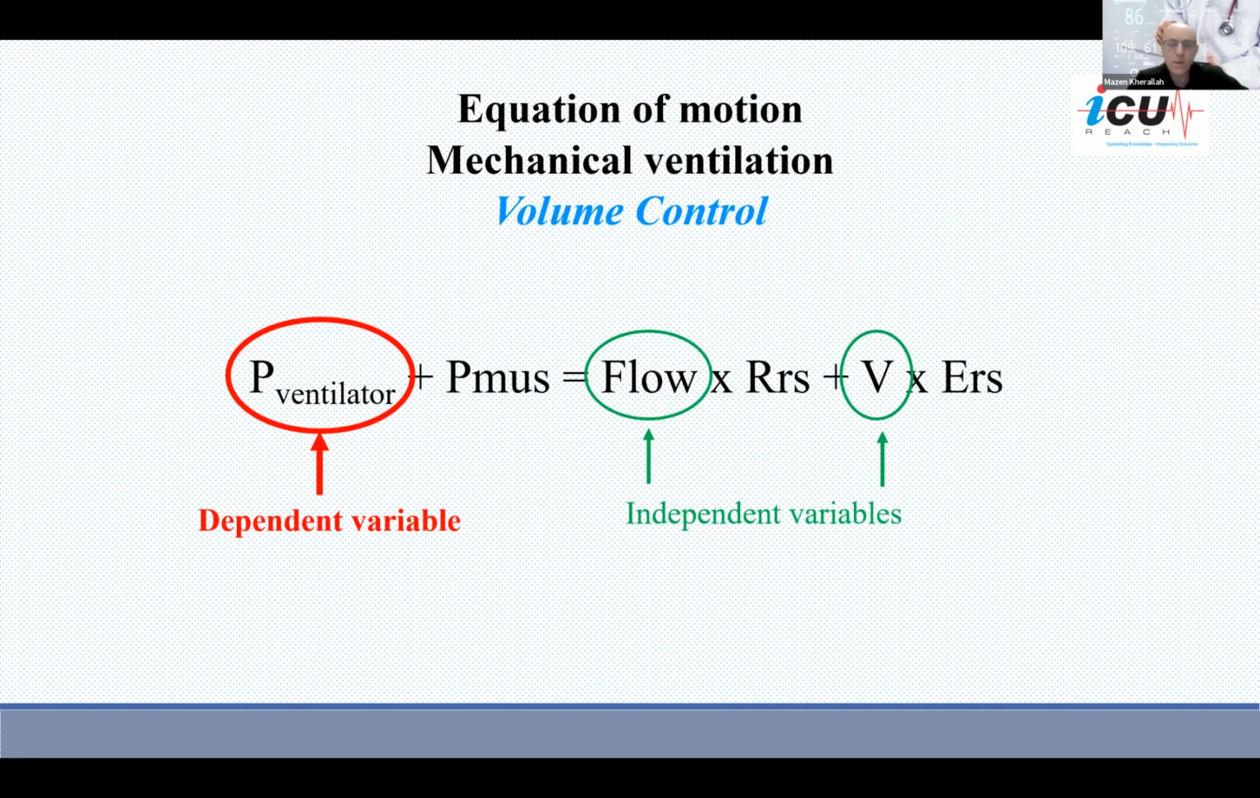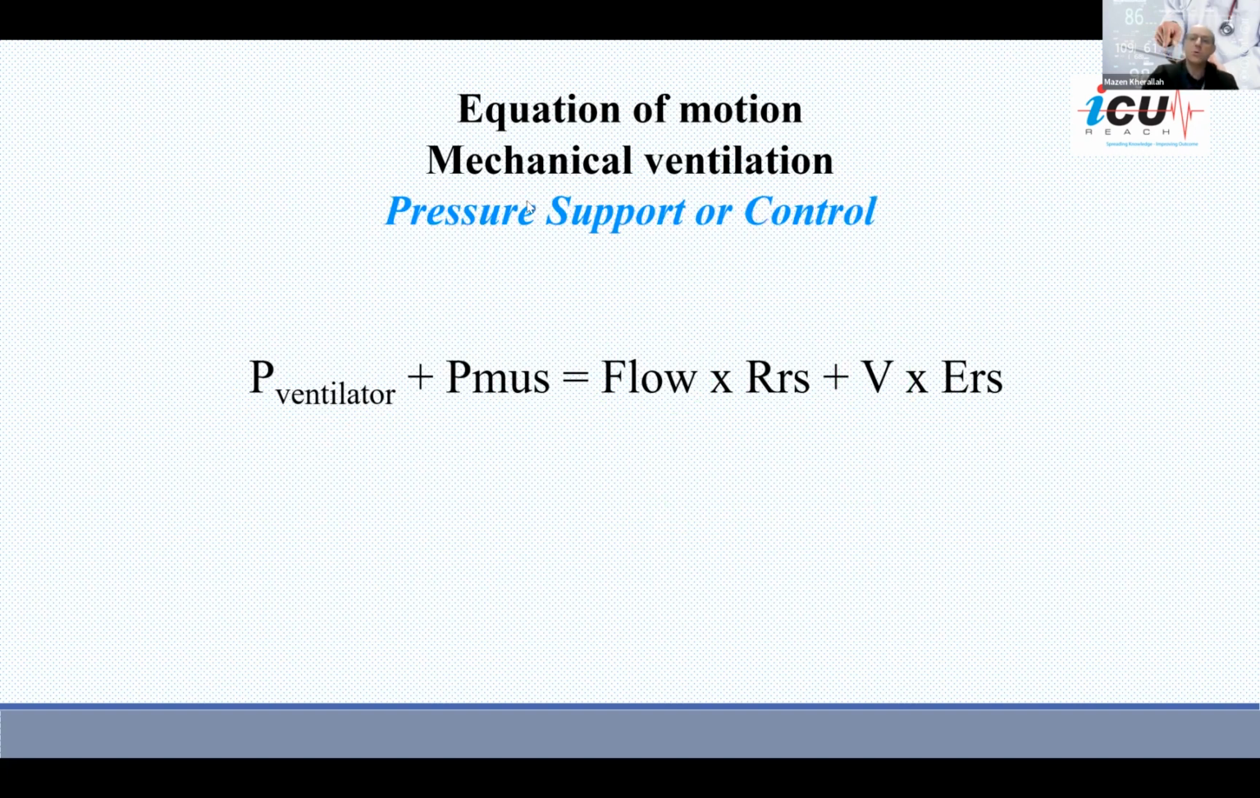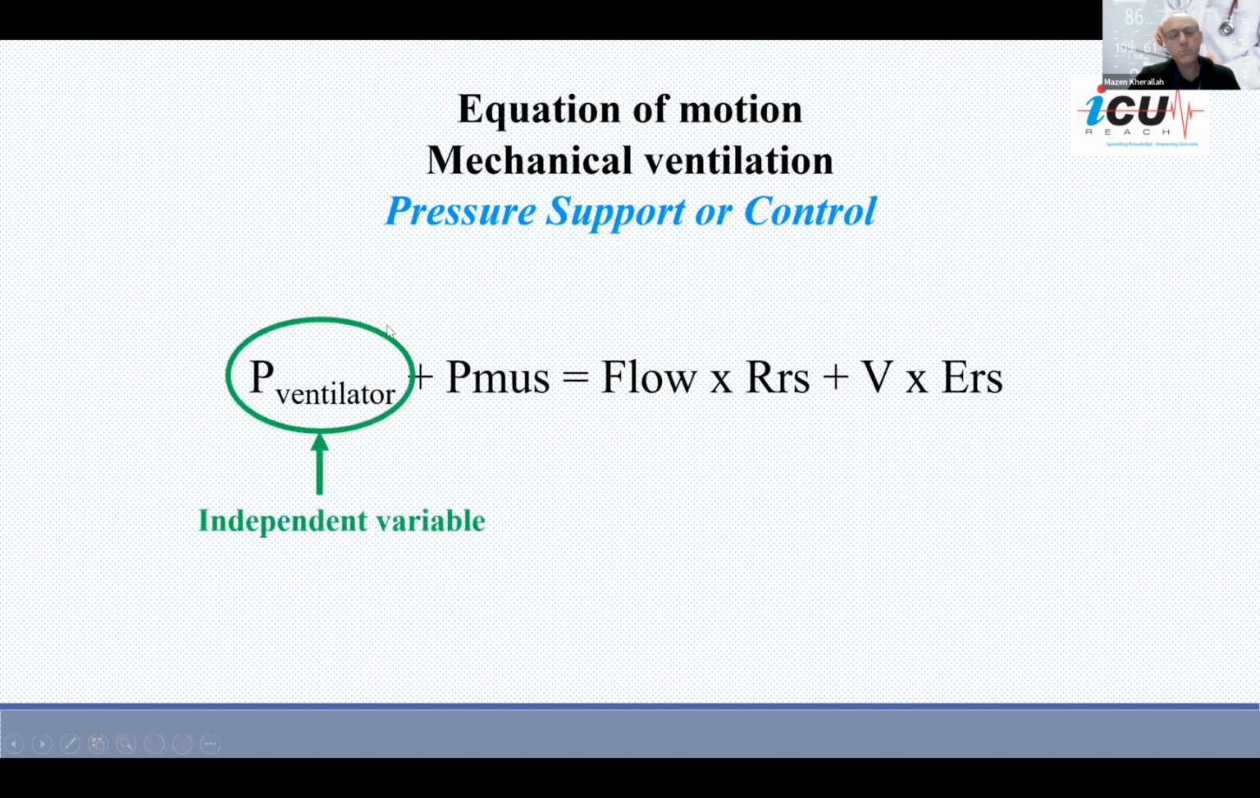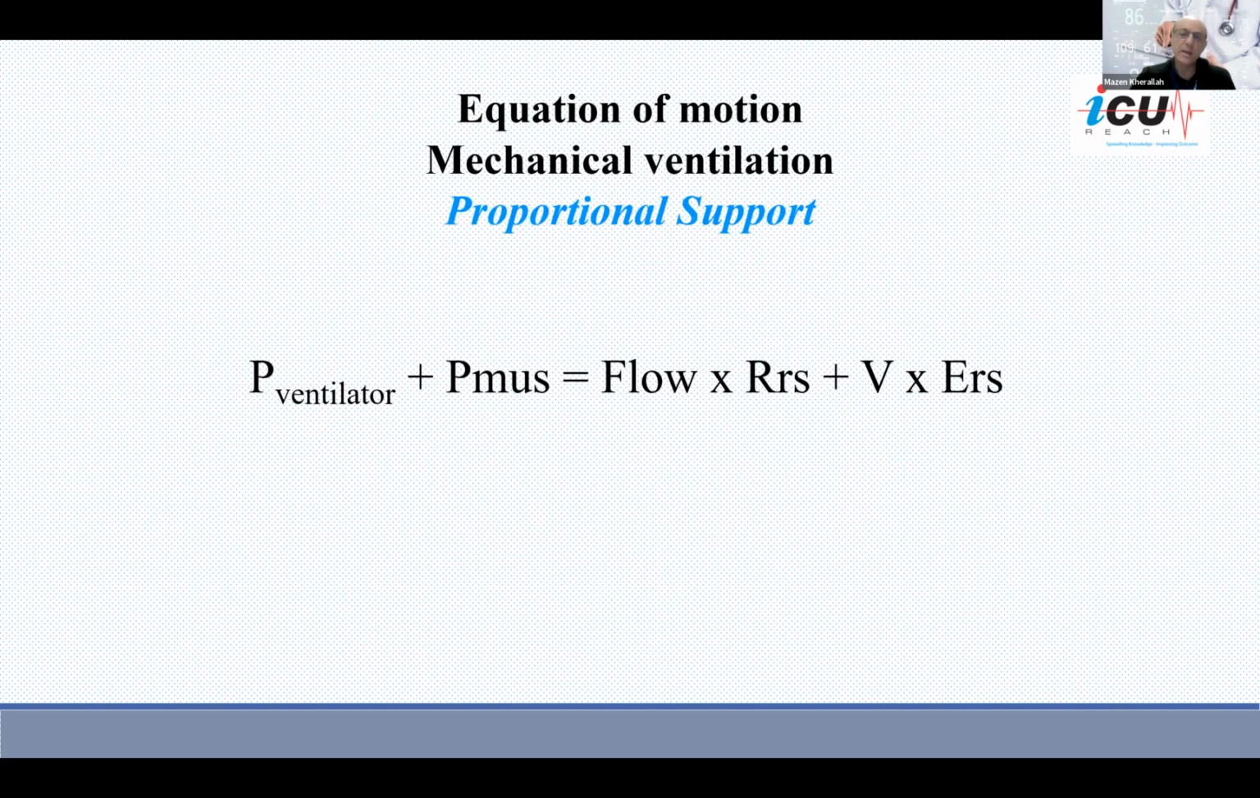That's in volume control. Now in pressure control or pressure support, it's the other way around. We fix the ventilator pressure. So that is the independent variable. And the dependent variables would be the volume and the flow. So this is fixed; dependent on the resistance and elastance, the volume will be variable. And that's what you know about those traditional modes of ventilation. Now in proportional support, the flow and volume are dependent variables.